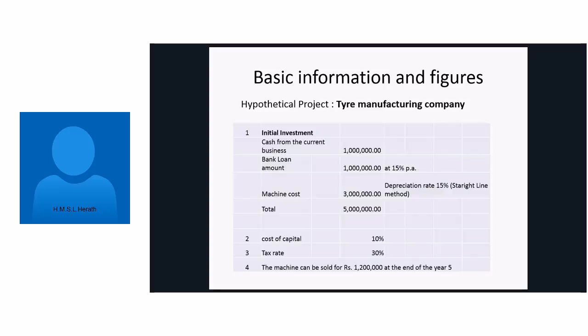In the first slide we have the basic information and figures. My initial investment would be 5 million. I have to import a machine costing 3 million for this production. The tax rate is 30%, the prevailing tax rate of the country. After 5 years, I assume the machine can be sold for 1.2 million.